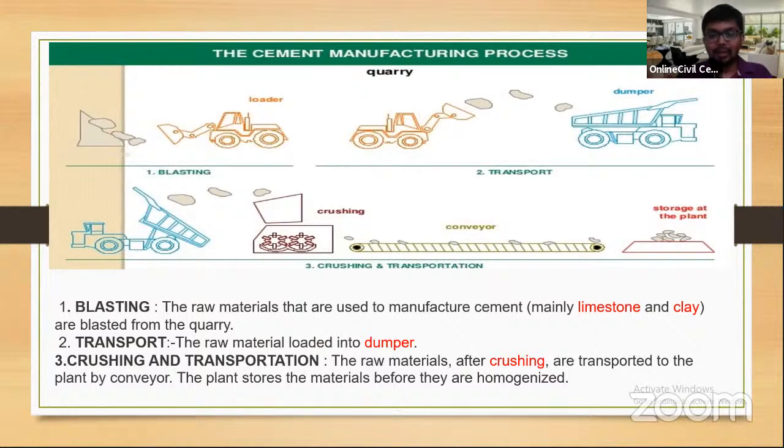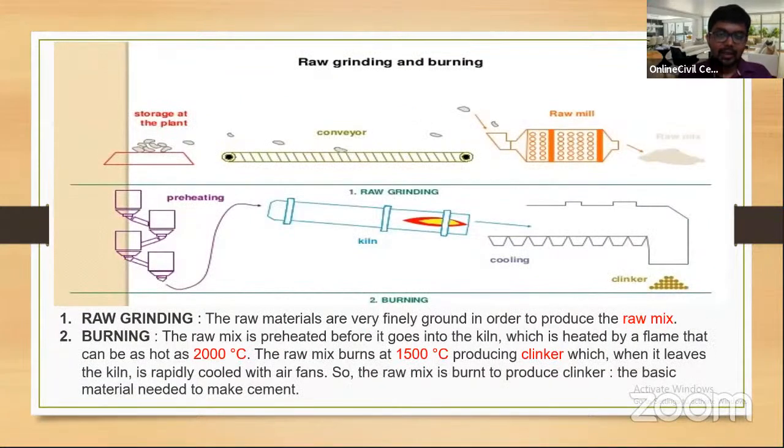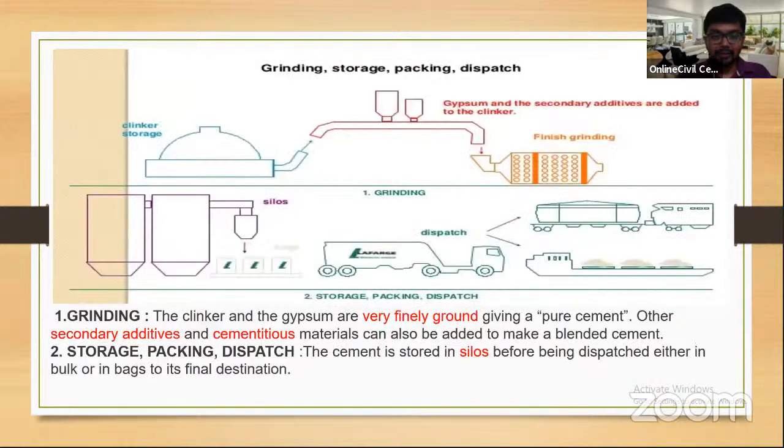So what happens is that when we blast the rocks, which contain mainly limestone and clay, they are transported into a dumper, and from the dumper they are broken down into small parts, which are carried and moved to the storage plant. Then raw grinding, and these materials are very finely ground in order to produce the raw mix. Then the burning is done at 1500 to 2000 degrees Celsius, and this produces clinker. When the clinker leaves the kiln, it is rapidly cooled, and this is the main material needed to make the cement.